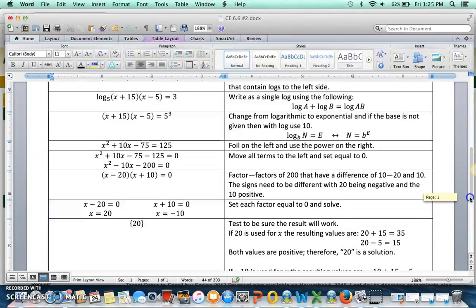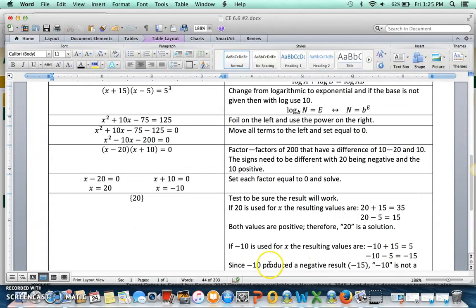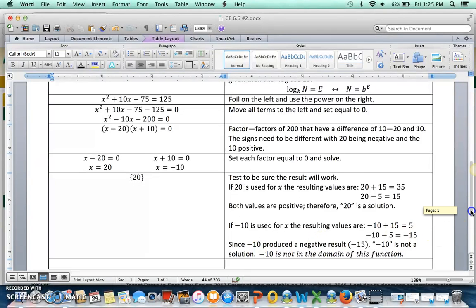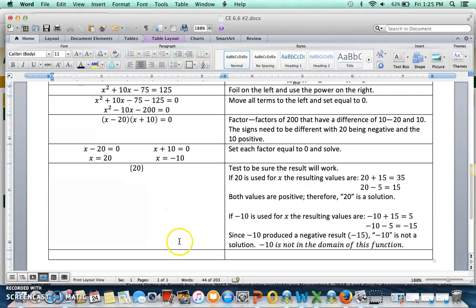That's good. But when we check the negative 10 plus 15 is 5. Well, that's okay. But when you check it in the other one, negative 10 minus 5 is negative 15. And we can't get the logarithm of negative 15. Therefore, we cannot use negative 10 as a solution. It is not contained in the domain of the function. So the only solution is the 20.